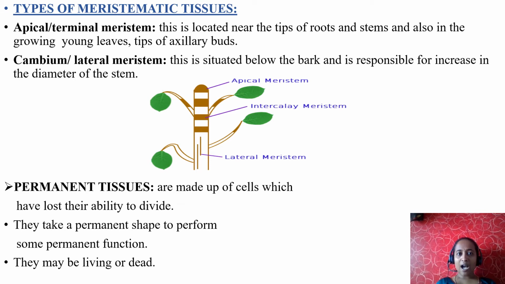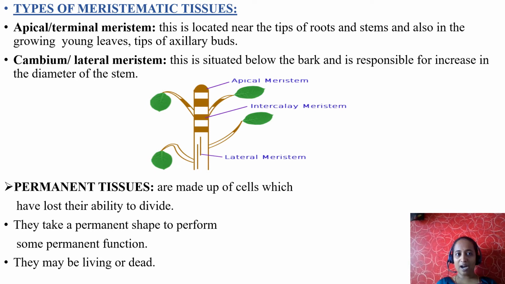See the picture? Apical meristem is located near the tips of roots, stems, and also in the growing young leaves and tips of axillary buds. As the name indicates, apex means terminal or tips. You can see growing tips like root tip, shoot tip, a growing bud. So here you can see what type of meristem? Apical meristem or terminal meristem.